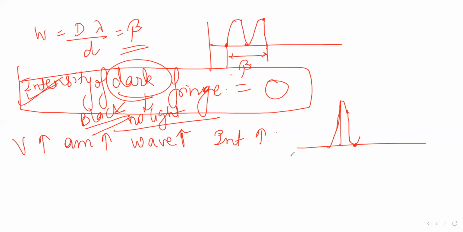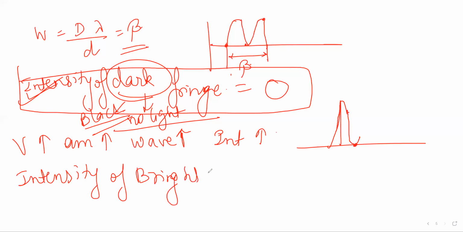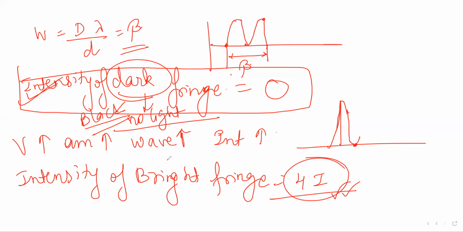So the intensity of a bright fringe has a positive value, and the intensity of a dark fringe is 0. The next question was about the intensity of a bright fringe. Bright fringe is what? 4I. Abhinav, you have done the calculation and proved it also, from the numerical I gave you on this topic. That is 4I. Intensity of bright fringe is 4I.